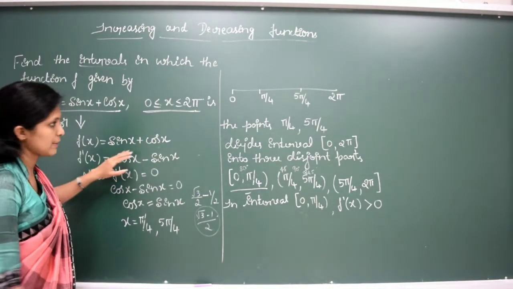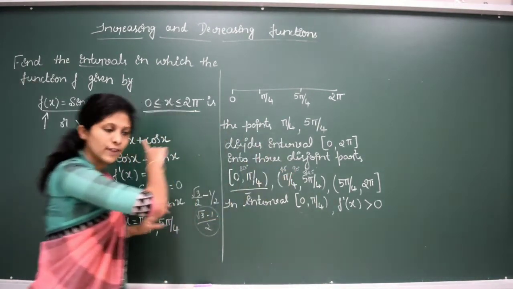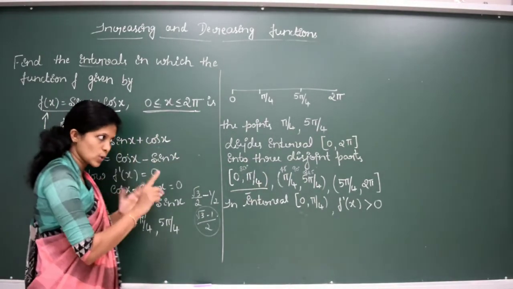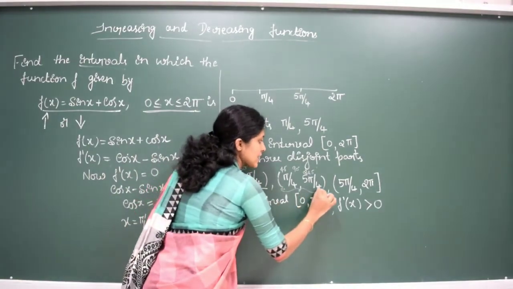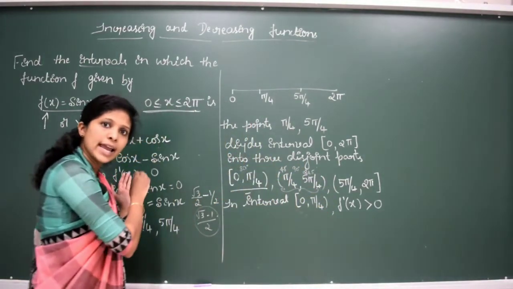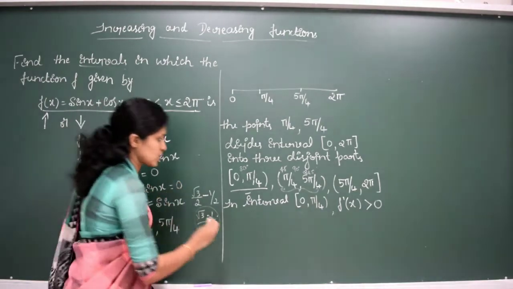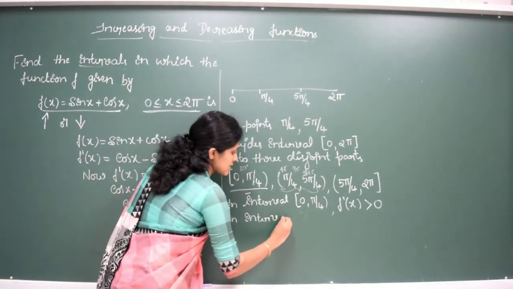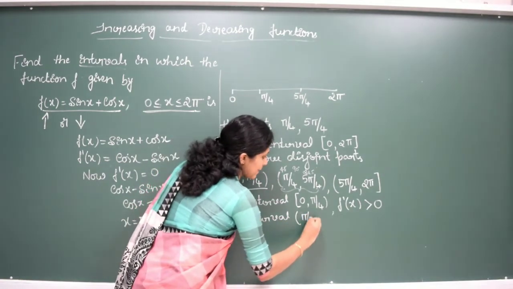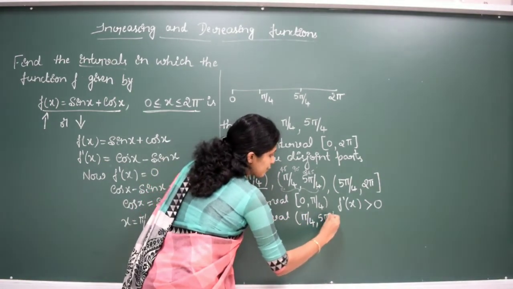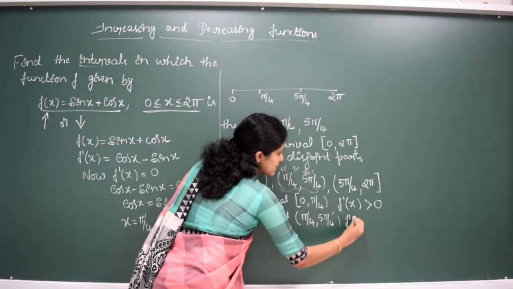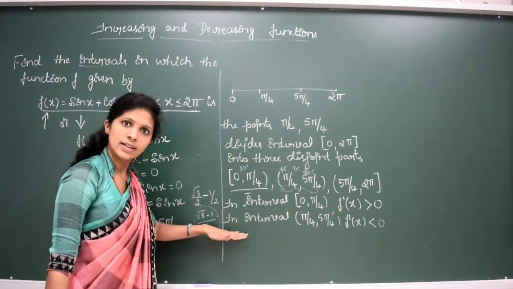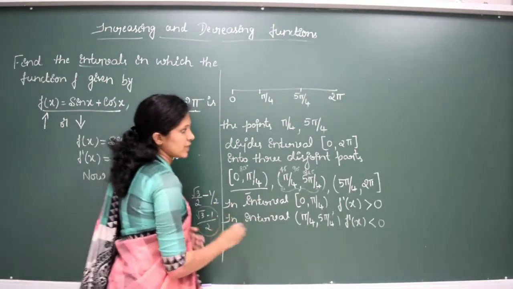In this function, if I substitute 90 degrees, the value of f dash of x will be negative. So this shows that in this interval, consider any value, the function f dash of x will be negative. So in the second interval, pi by 4 to 5 pi by 4, f dash of x is negative, so it is less than 0. So the function is here decreasing. Okay.